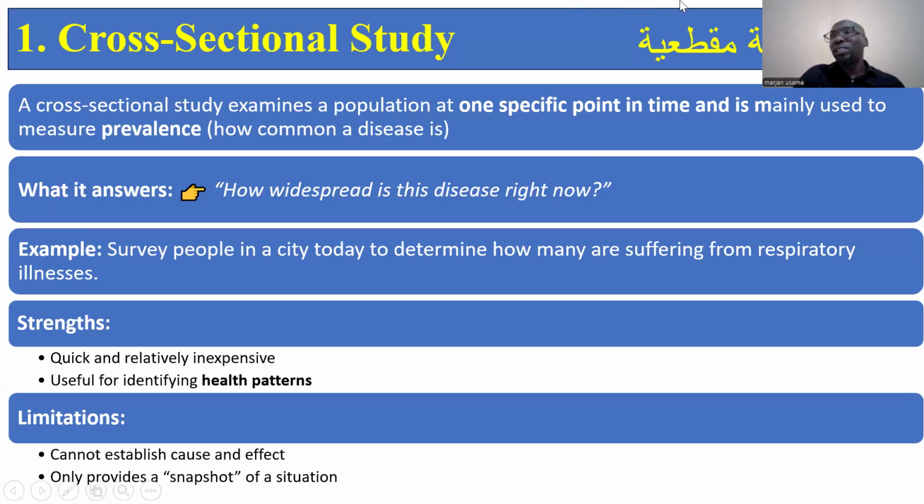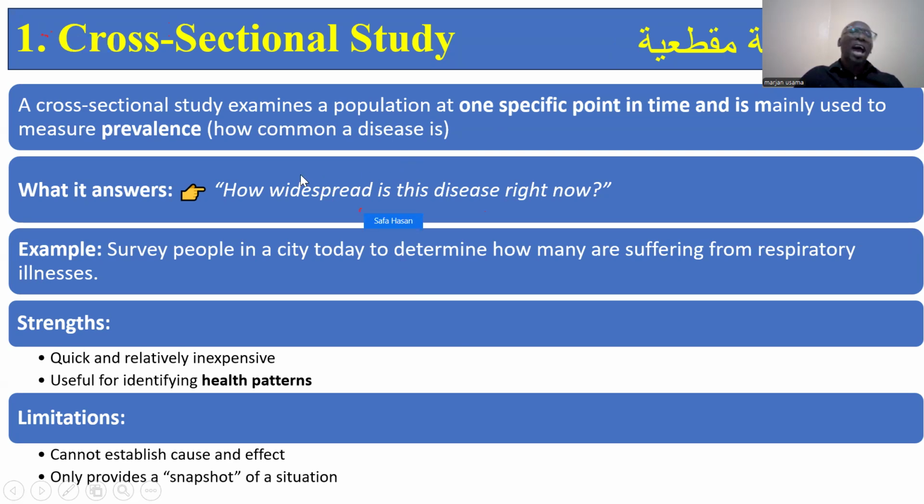So cross-sectional study is the opposite of longitudinal study. Longitudinal study, as in you study for a longer period of time, il-mustamirra, but cross-sectional is only at one single time. So a cross-sectional study examines a population, this is the most important thing, at one specific point in time, and is mainly used to measure prevalence, that is how common a disease is.